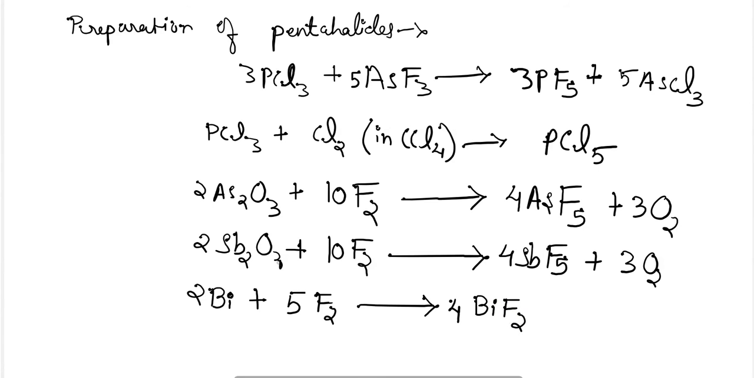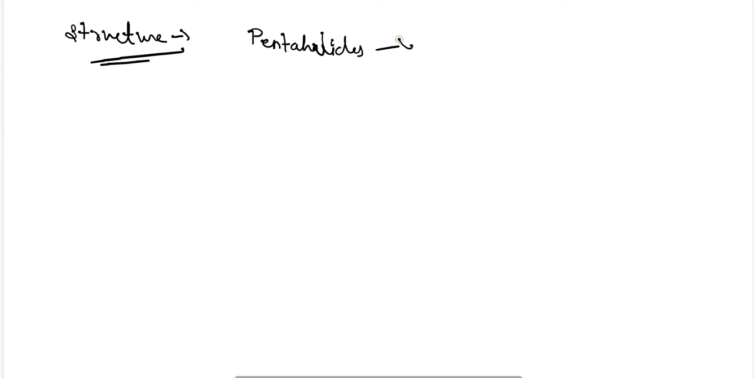What is the structure of the pentahalides? The structure of the pentahalides is trigonal bipyramidal. It is a geometry in which the central atom is sp3d hybridized. The hybridization here is sp3d.